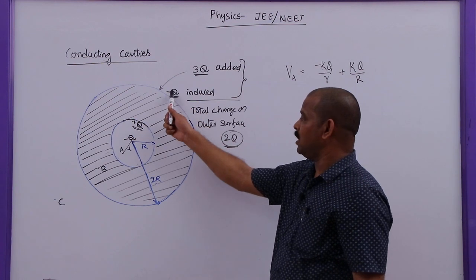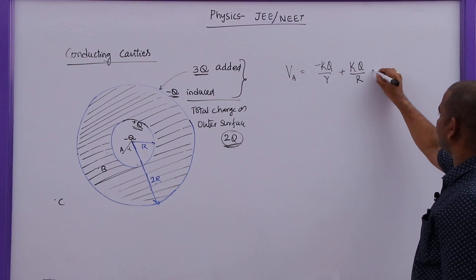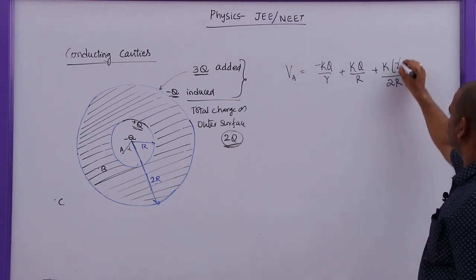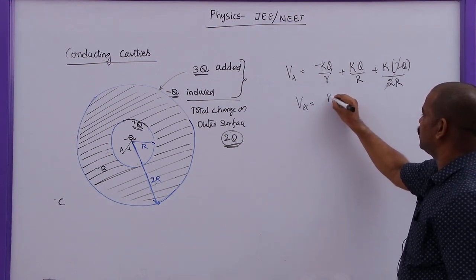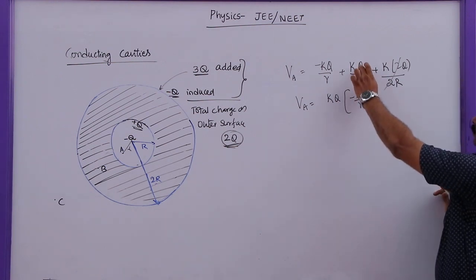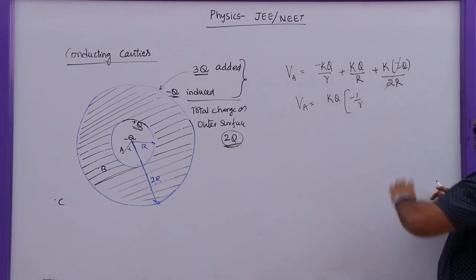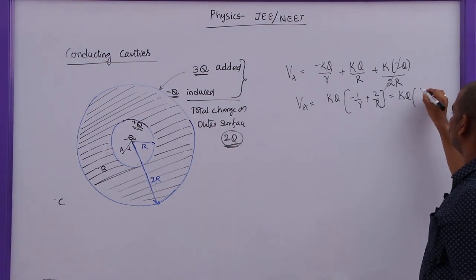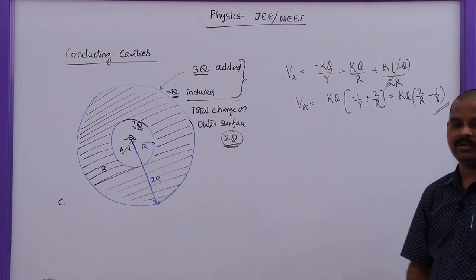Now what is the potential on this outer surface? The total charge on the outer surface is 2q. So what can we write? K into 2q by 2r. So let me cancel this and this. So the potential on this surface is given by kq common, this is minus 1 by r, this is 1 by r, this is 1 by r, that is 2 by r. So kq into 2 by r minus 1 by r. This is the total potential at point A.